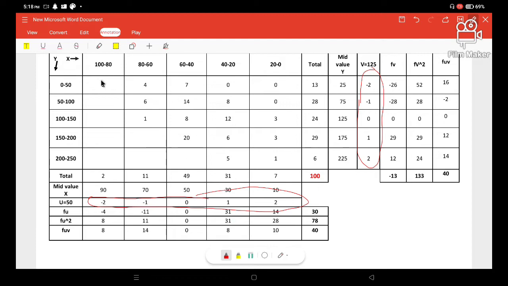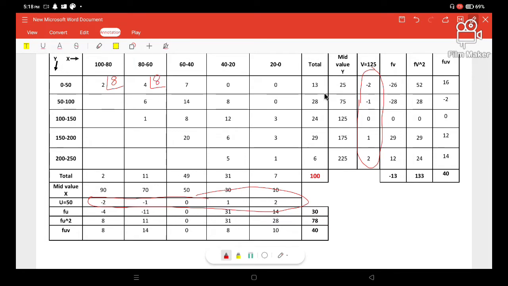with its respective frequency. So 2 into minus 2 is minus 4, minus 4 into again minus 2 becomes positive 8, which we will write here by creating a box. 4 into minus 2 is minus 8, minus 8 into minus 1 is again plus 8.